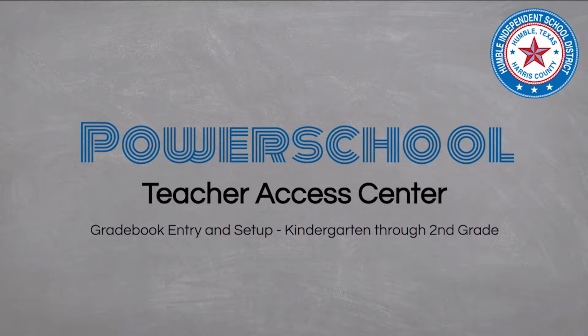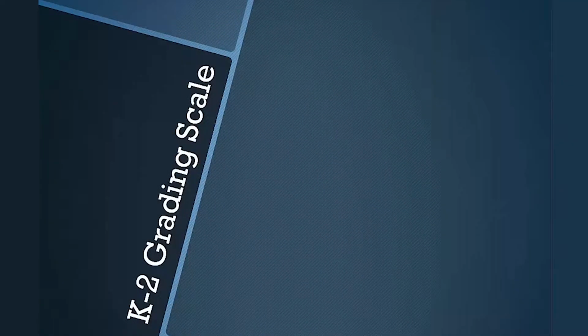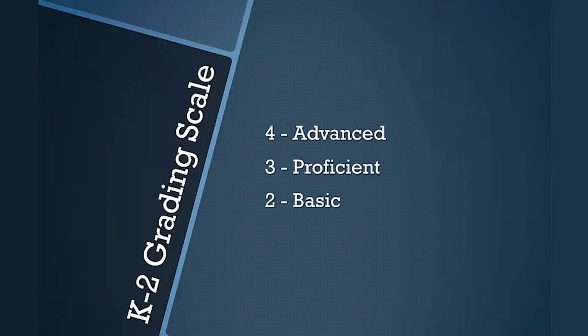In this video, we'll discuss competency-based gradebook entry for kindergarten through 2nd grade. Instead of traditional marks, students in grades K through 2 are evaluated using a developmental continuum with a grading scale of 4 for advanced, 3 for proficient, 2 for basic, and 1 for below basic.